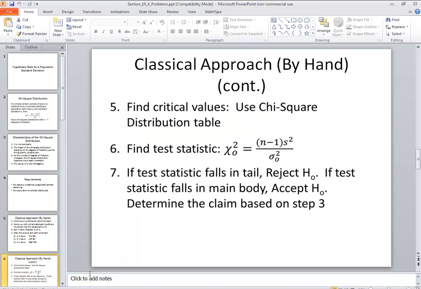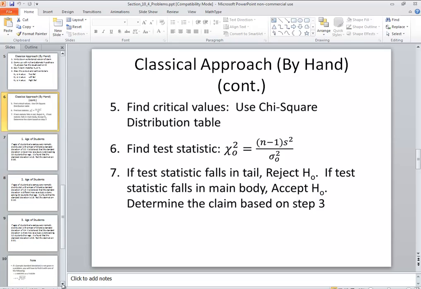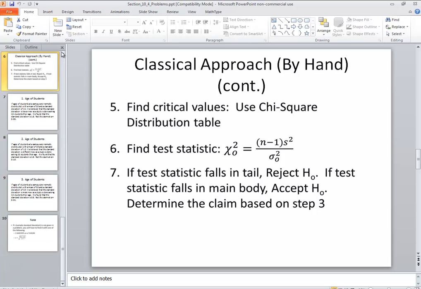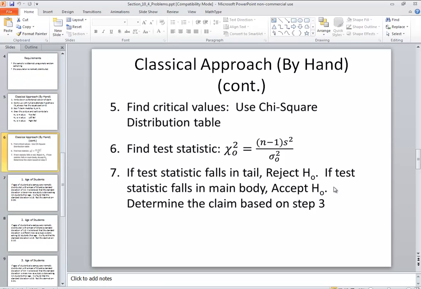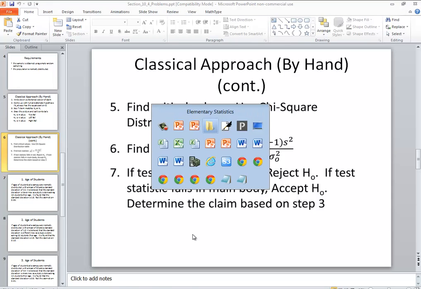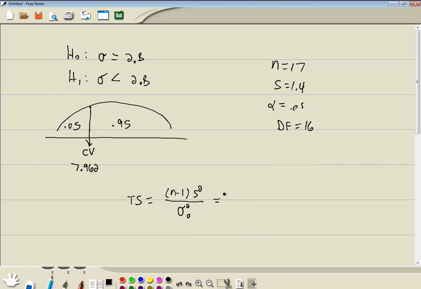Okay, there it is. So we got n minus 1. N was 17, so I got 17 minus 1 times s squared, 1.4 squared, divided by sigma naught. That's a number off of your claim here. So we'll have 2.8 squared.